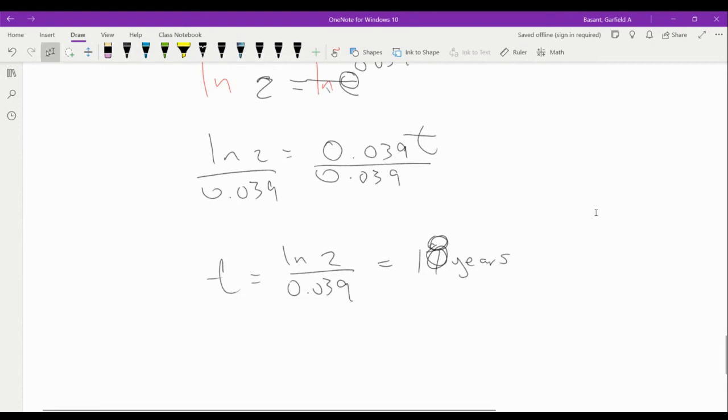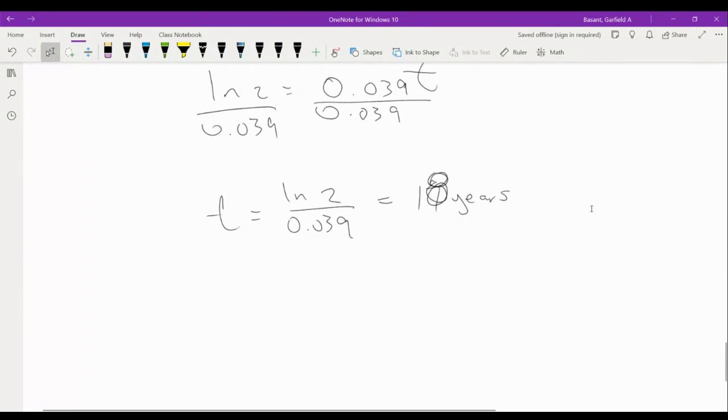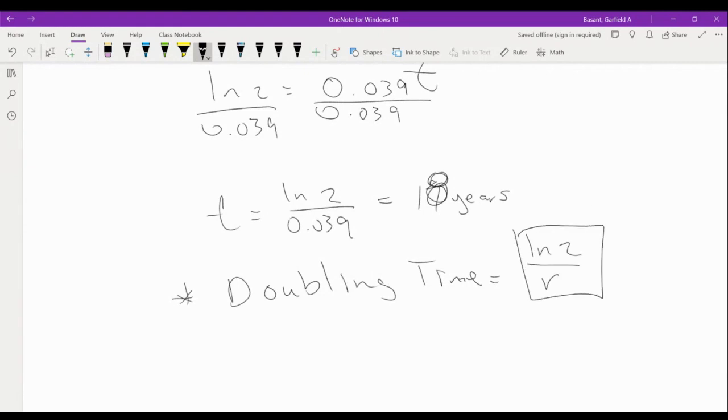All right, but this is also a good formula for doubling time. So instead of going through all our work again when we're asked to find doubling time, it is always just going to be the ln of 2 over r. That will never change for doubling time.